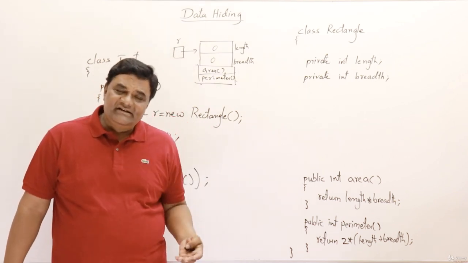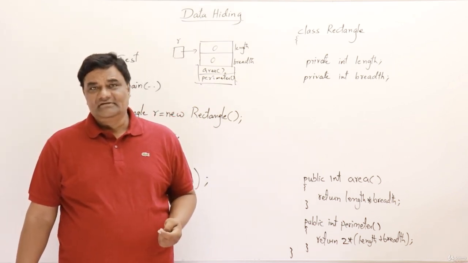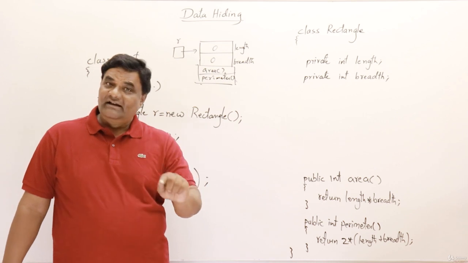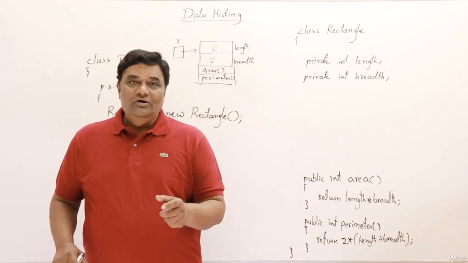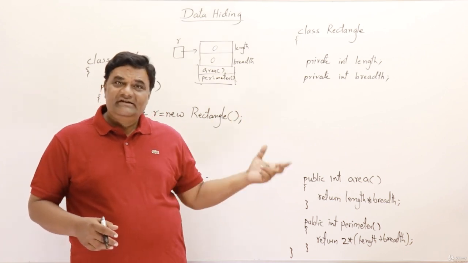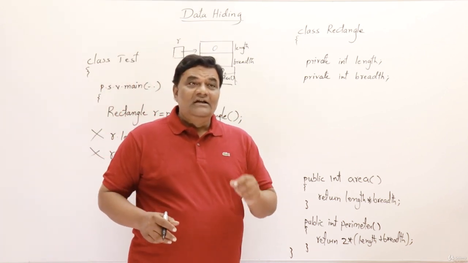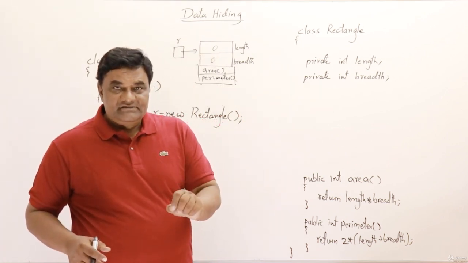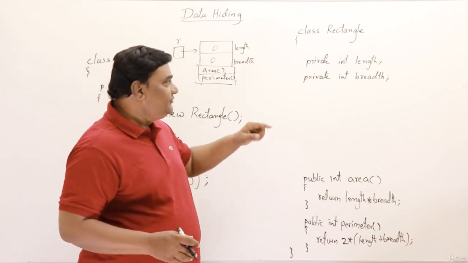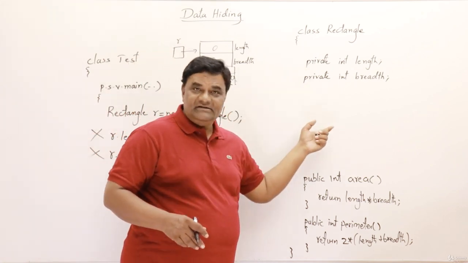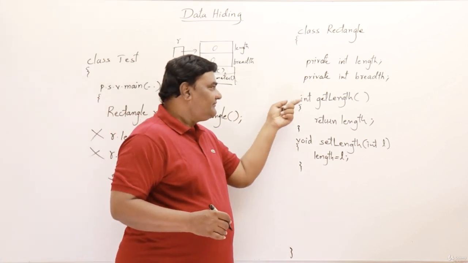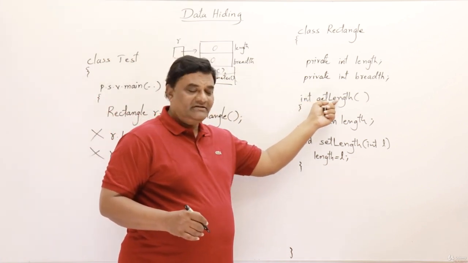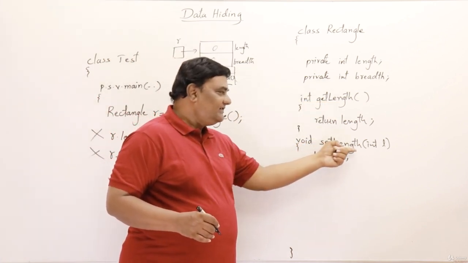Now if data is hidden, how can we access it? For accessing the data, we should provide some methods. What do we do with the data? We just read the data and write the data. So that's what we will write: property methods. So what are property methods? I'll show you. First I will write the methods for length, then I'll discuss. Here I have written two methods. The first method is getLength and the second method is setLength.